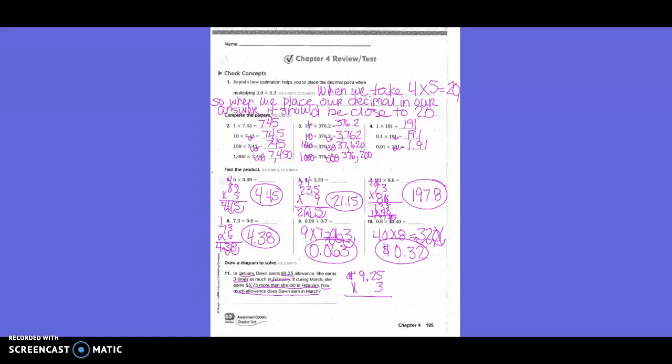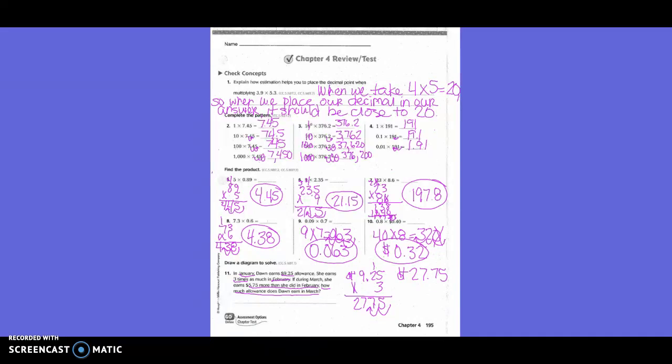So, 3 times 5 is? 15. So, put a 5, carry my 1. 3 times 2 is? 6. Oh, plus 1 is? 7. 7. 3 times 9 is? 27. Now, how many times do I need to move my decimal over? Twice. 1. 2. So now we have $27.75. What am I going to do with that now?